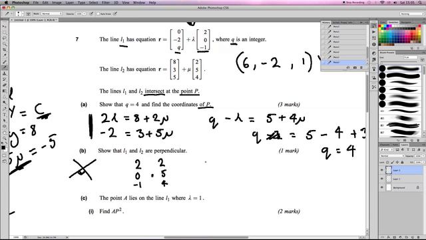So 2 times 2 is 4. That times that is 0. And then that times that is plus minus 4. So that does equal 0. So equals 0, therefore perpendicular.